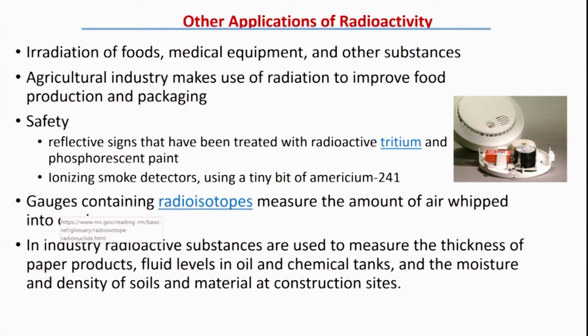This uses americium-241 as the isotope, and the decay continues on, except if smoke gets in there. So if there's a fire and there's smoke, that separates the ions from being able to move and then sets the alarm off. So smoke detectors, even measuring the amount of air whipped into our ice cream, measuring thickness of paper products.